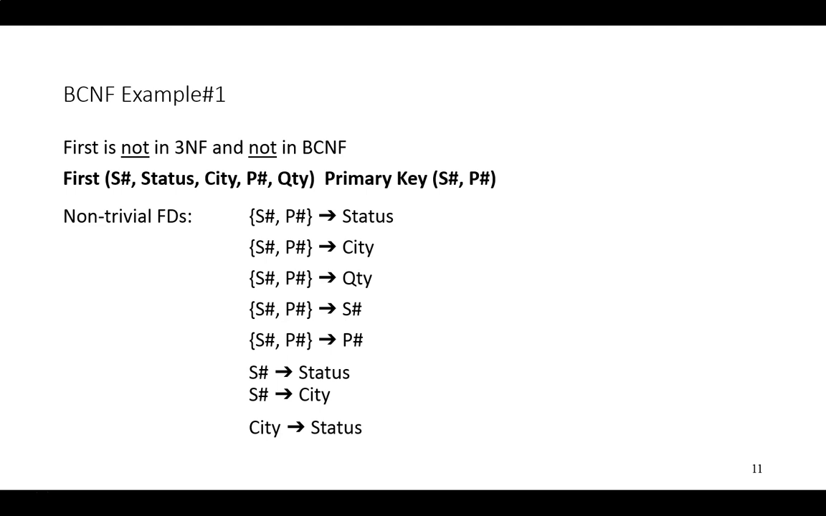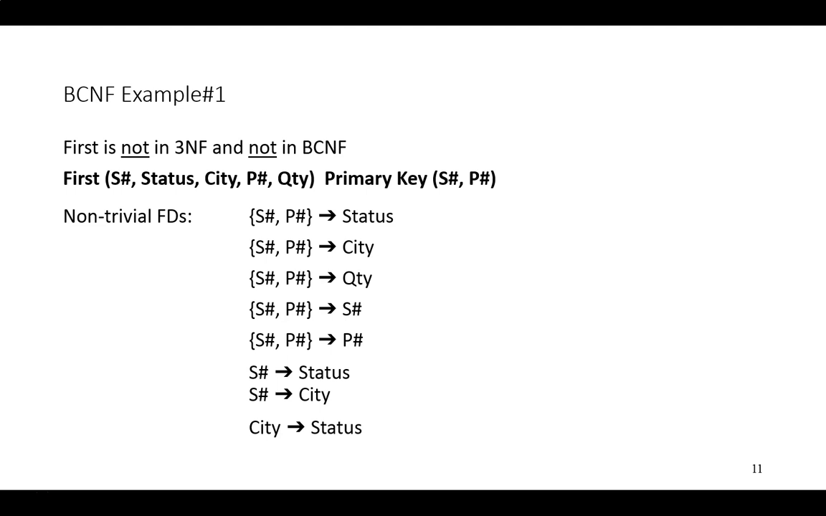But we're also told that there are additional functional dependencies. S number by itself determines status. S number by itself determines city. Additionally, city determines status. What we see is because city is not part of the key and it determines status, which is also not part of the key, we have a non-key attribute that functionally determines another non-key attribute. This is a transitive dependency. This is the reason, or one reason, why the relation is not considered to be in third normal form.